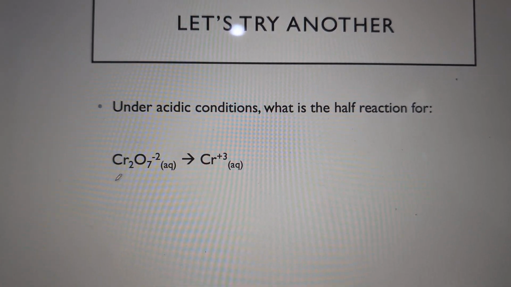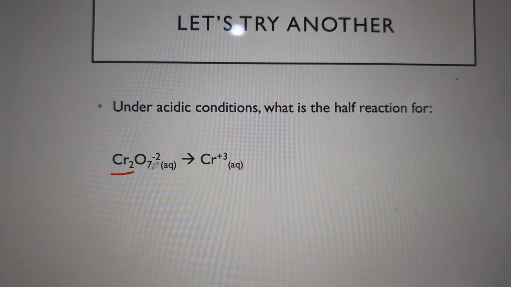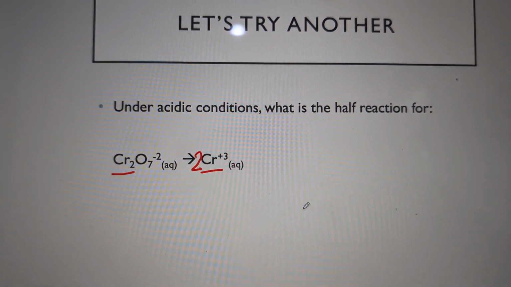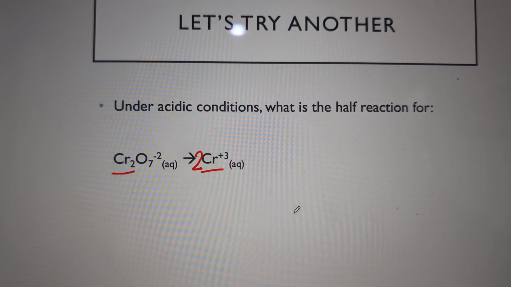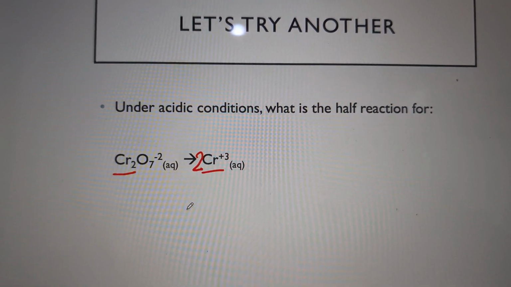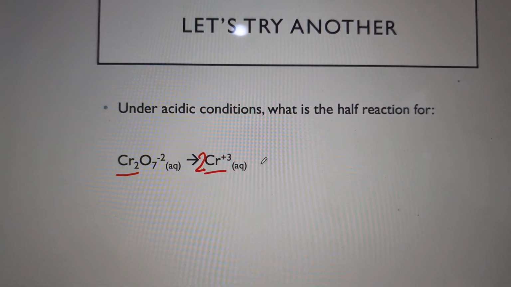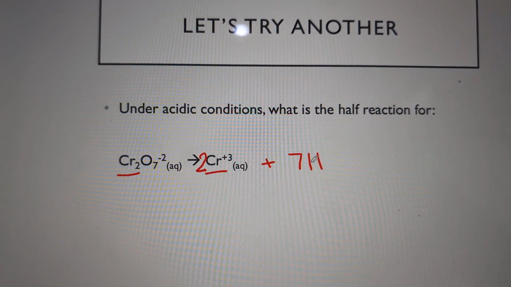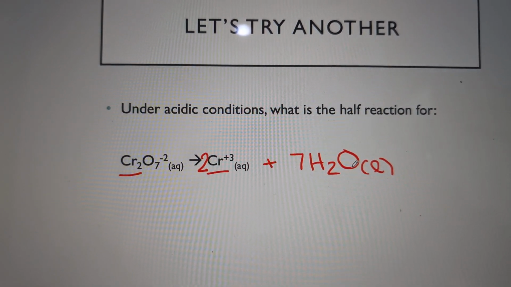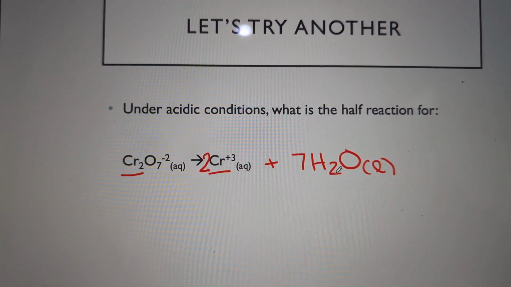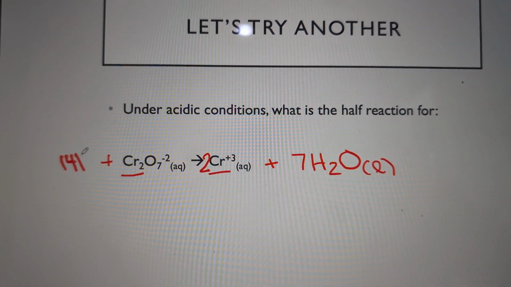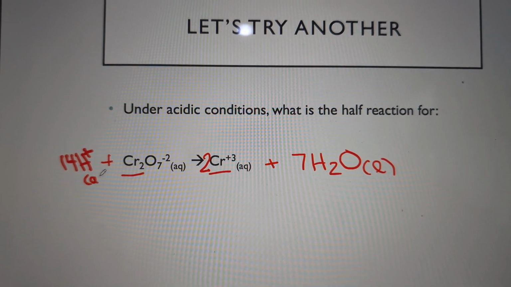again, we take a look at this last one here. We would see you have 2 chromium on the left and only 1 on the right. So your first goal is to balance anything other than hydrogen and oxygen, so I'll put a 2 there. And then your second step is to add in waters to balance out the oxygen. So you have 7 oxygen on the left, so we would need 7 water molecules on the right-hand side, because that would give us 7 oxygen. But what it also does is introduce hydrogen, and 7 times 2 is 14. So to balance out hydrogen, we'll add 14 hydrogen ions on the reactant side.